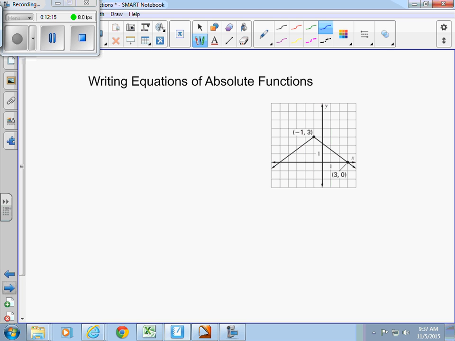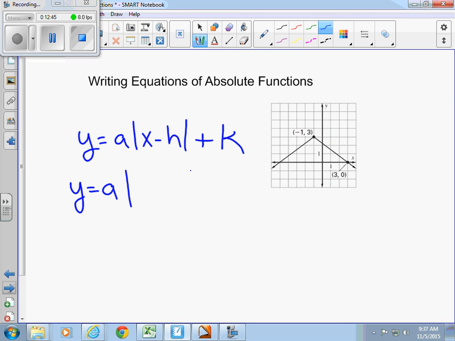Okay, writing the equation of an absolute value. This will feel very similar to writing the equation of a quadratic. And there's no square on these, right? It's absolute value instead of a square. What's the first thing we're going to pick out? The vertex. And what is the vertex? Negative 1, 3. So how does that translate to the equation? X plus 1 plus 3. Very good. Does everyone see how we got that?